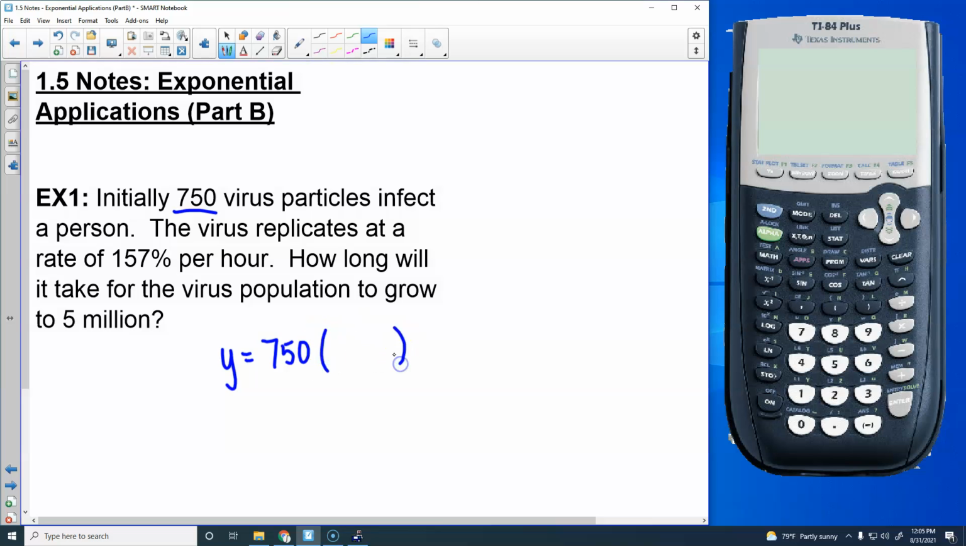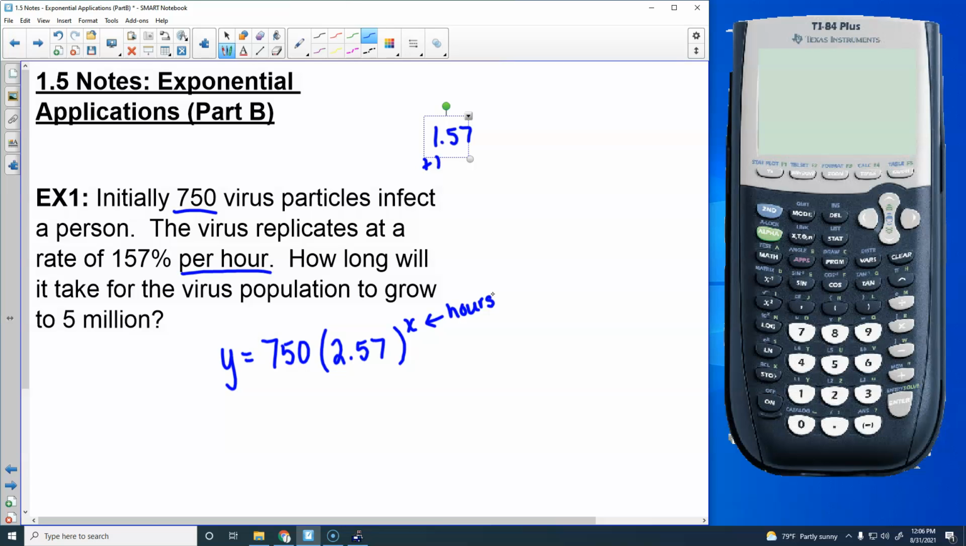So what do I need for my b value here? Very good, 2.57. This is what Matthew was saying was confusing him a little bit on the homework last night, because you're taking that 157% and making a decimal, but you still have to add 1 to it. So 2.57. A lot of times I'll see 1.57 there, which is not correct. And that's raised to the x power. And this growth rate is per hour, which tells me that this x right here is in hours, right?